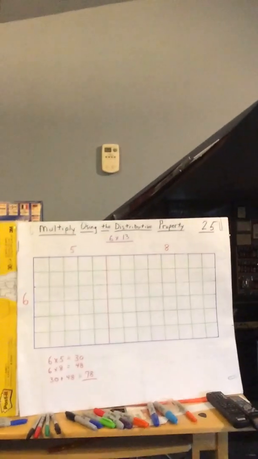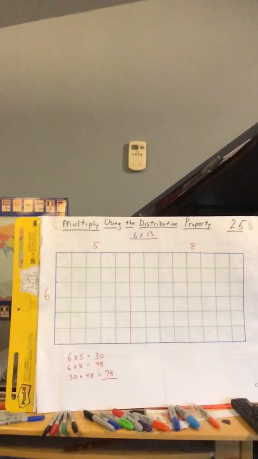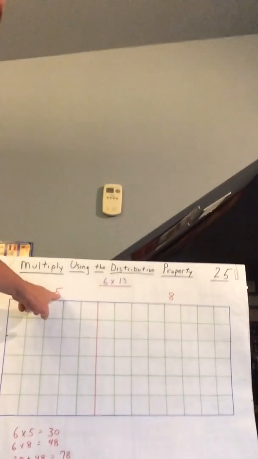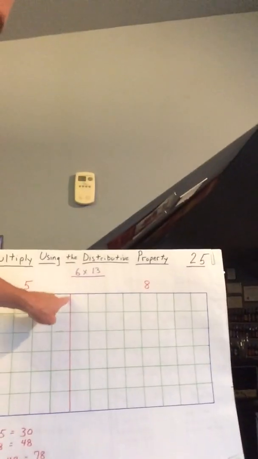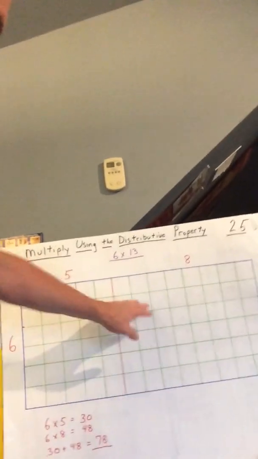Okay, here we go. Here's my model. As you can see, it's 6 times 13. But what I did was, I put a 6 on the left side. Here's my 6. And I've broken the 13 up into 5 and 8. And I drew a red line right down the middle. You can color in either side or both sides, different colors if you're going to use 2 colors, to do this problem. So let's take a look.